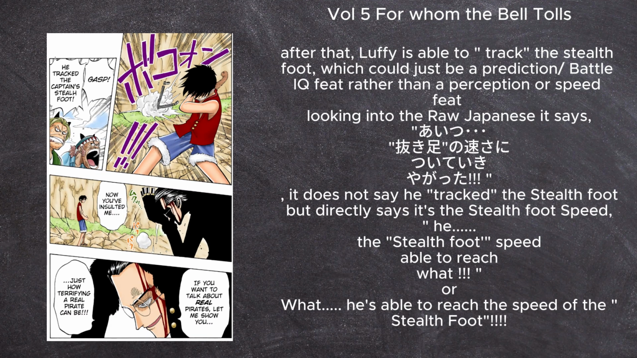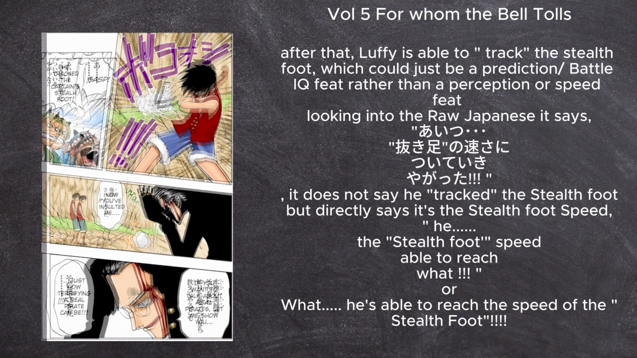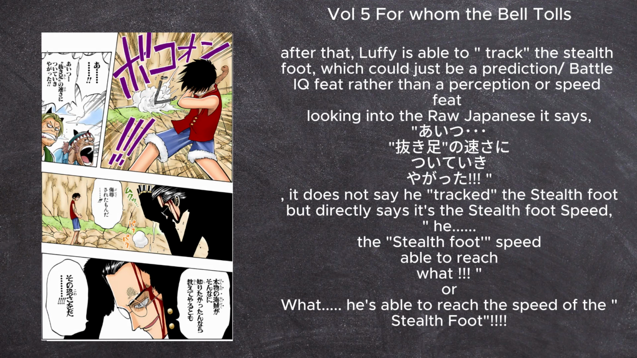After that, Luffy is able to track the stealth foot, which could just be a prediction/battle IQ feat rather than a perception or speed feat. Looking into the raw Japanese, it says, あいつ、抜き足の速さについて行きやがった. It does not say he tracked the stealth foot, but directly says it's the stealth foot speed. He's able to reach the speed of the stealth foot.